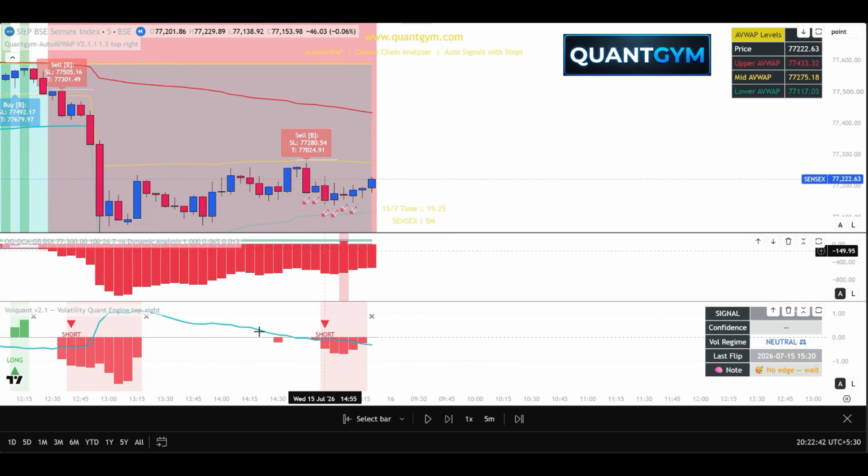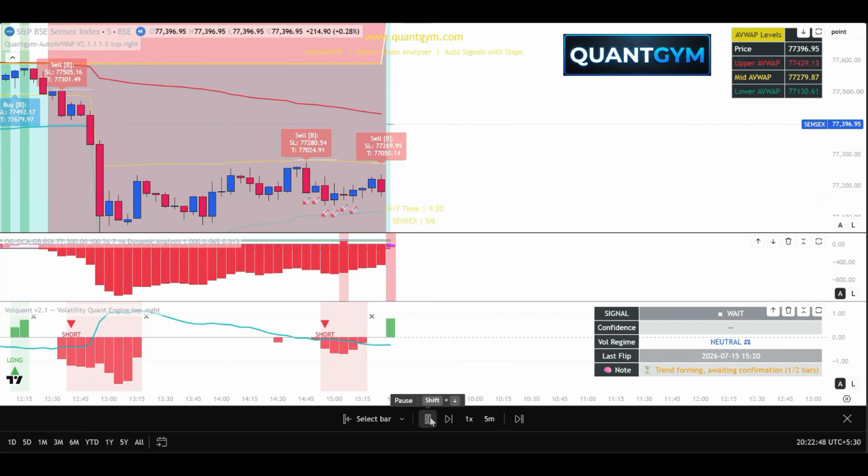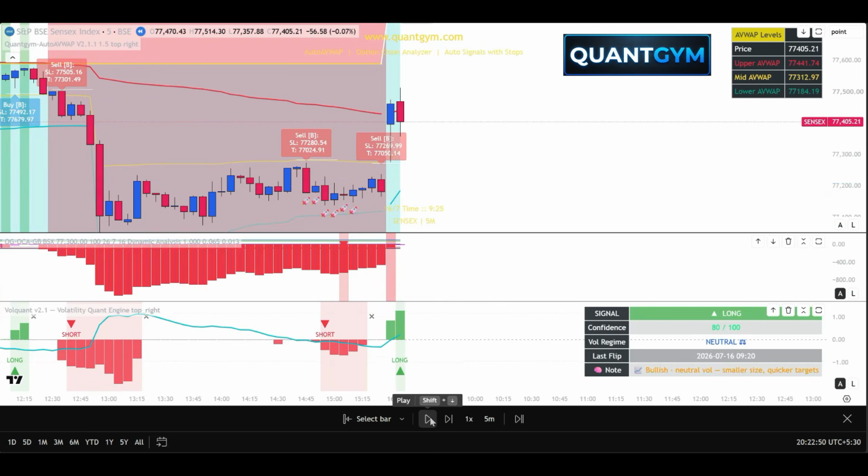So, as I told you earlier, what I did was use the bar replay on TradingView, and I've gone back to yesterday's closing. Okay, today these were the first bars.